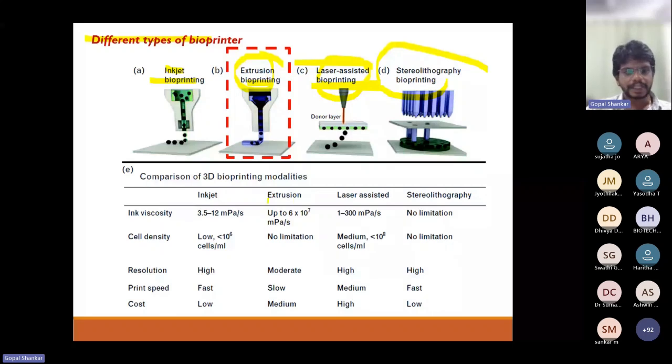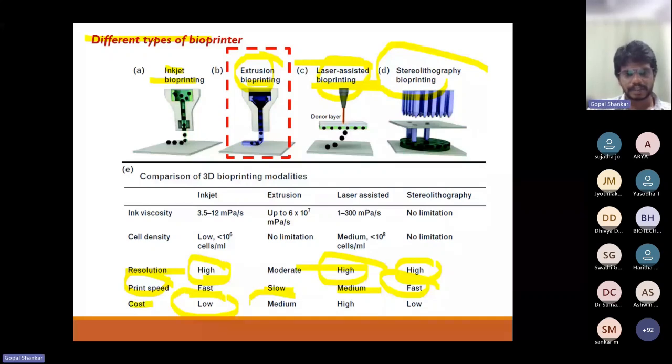For example, in terms of resolution, the inkjet bioprinter has high resolution, followed by laser and stereolithography. In terms of print speed, the fastest can be done by inkjet, and again fast can be done from SLA. Extrusion is very slow and laser is medium. And in terms of cost, this is low, this is somewhere medium. So most of the time for my studies, I use extrusion. This is very, very costly, and SLA is very, very low. So in the coming slides, we'll focus only on extrusion-based bioprinting.